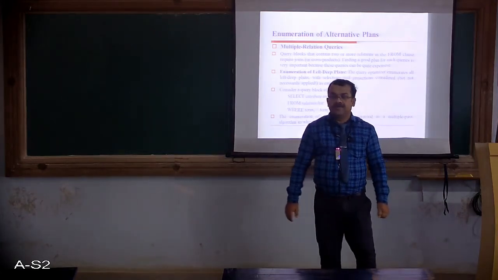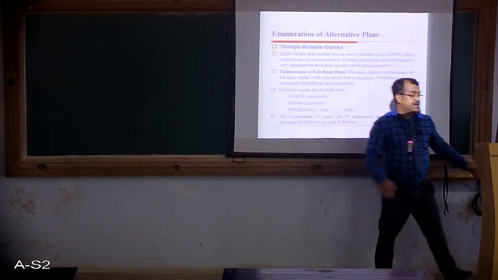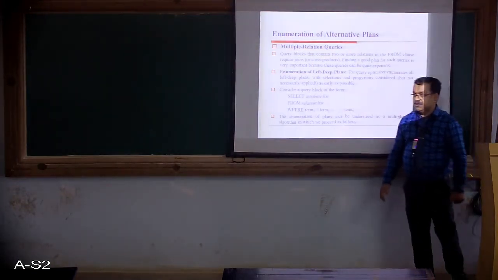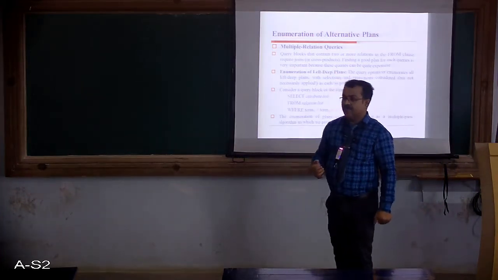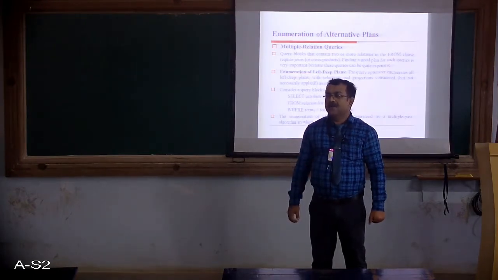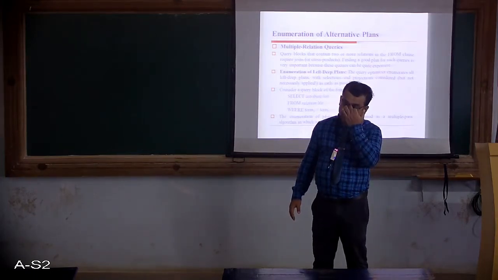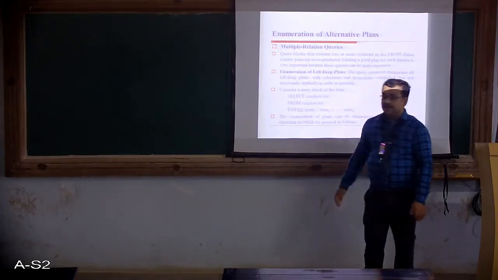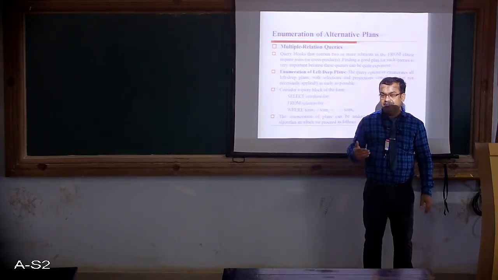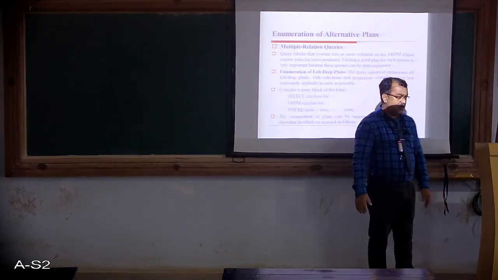Hello students. Today in this class, I am going to discuss multi-relation queries as part of the enumeration of alternative plans, because it is a continuation of the last lecture where we discussed the enumeration of plans for one relational queries, where really only one relation is there. That means there was no joining. When you enumerate all the different alternative plans, you choose the plan which gives you the optimum cost, or you can say minimum cost, among all the plans.